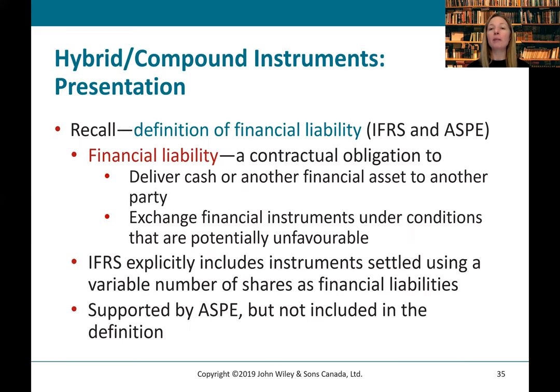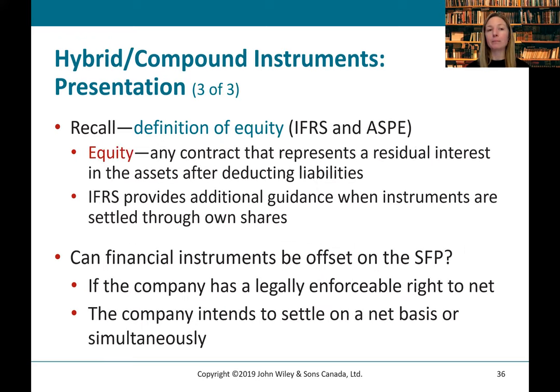Remember, a financial liability for both IFRS and ASPE is a contractual obligation to deliver cash or another financial asset to a party, or to exchange financial instruments under conditions that are potentially unfavorable. IFRS explicitly includes instruments settled using a variable number of shares as financial liabilities, and this is also supported generally by ASPE. Remember, the definition of equity in both IFRS and ASPE is that equity is any contract that represents a residual interest in the assets after deducting liabilities. And IFRS provides additional guidance where instruments are settled through their own shares.